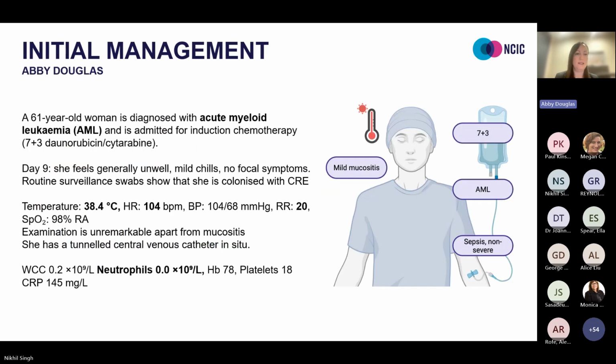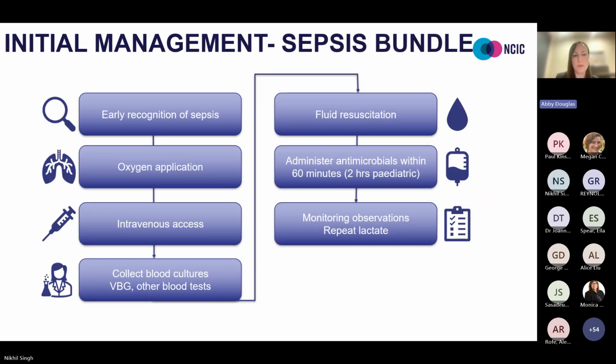And essentially just setting the scene, you've got a woman who's just been diagnosed with acute myeloid leukemia, who has received 7+3 chemotherapy. She's day 9 of this and feels generally unwell, has chills, but no focal symptoms. She is known to be colonized with carbapenem-resistant Enterobacteriaceae on screening swabs. And she now has fever, a bit of tachycardia and tachypnea. There's really not much to find as far as a source. She does have a little bit of mucositis, and she does have, of course, a tunnel catheter in situ, and she has 0 neutrophils.